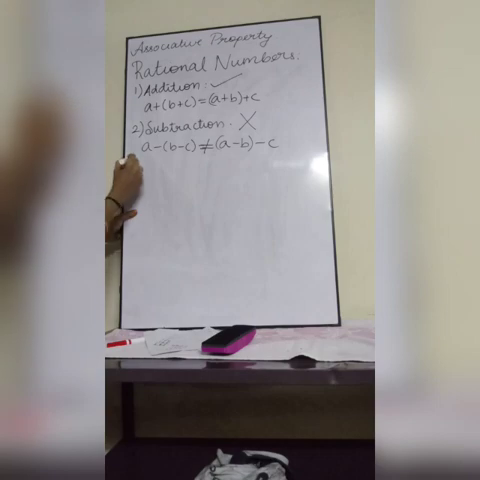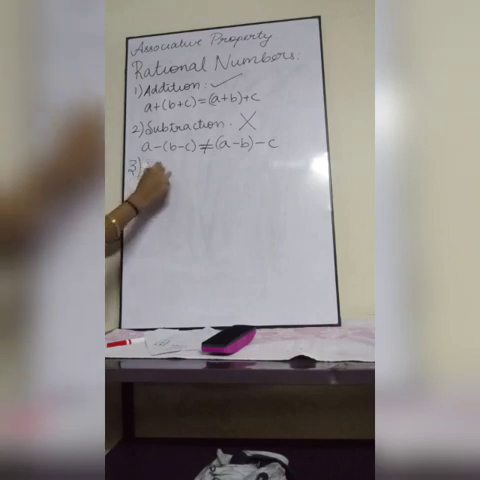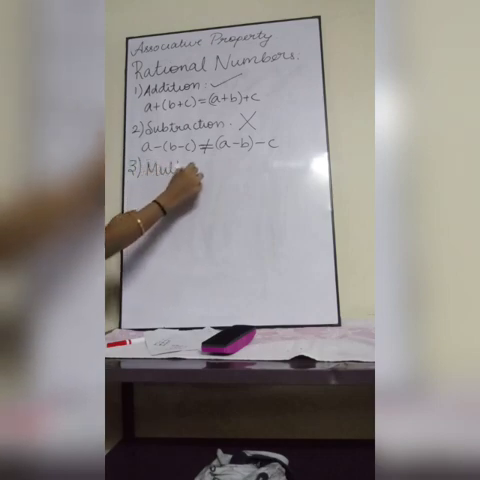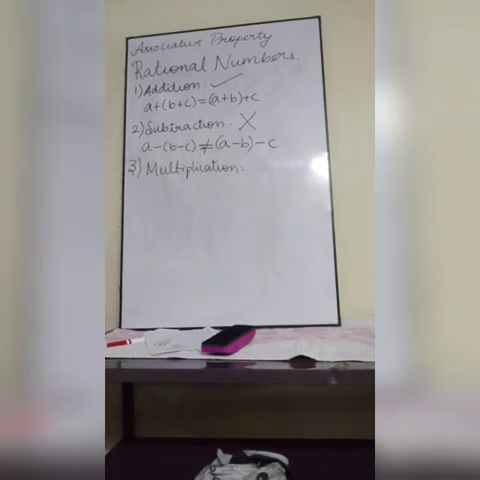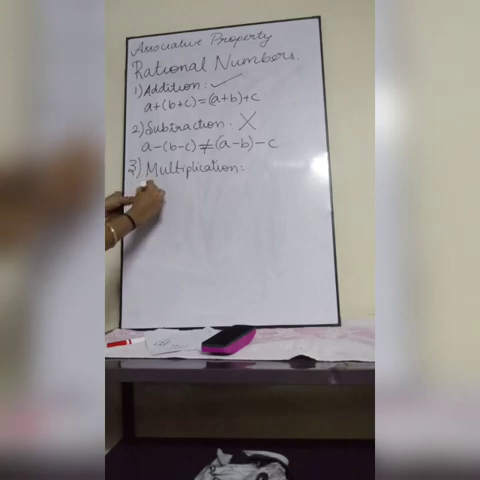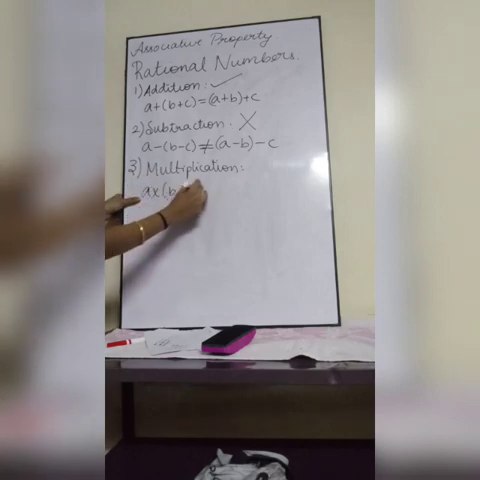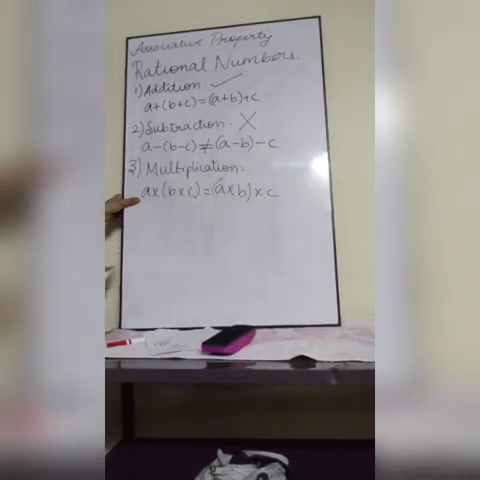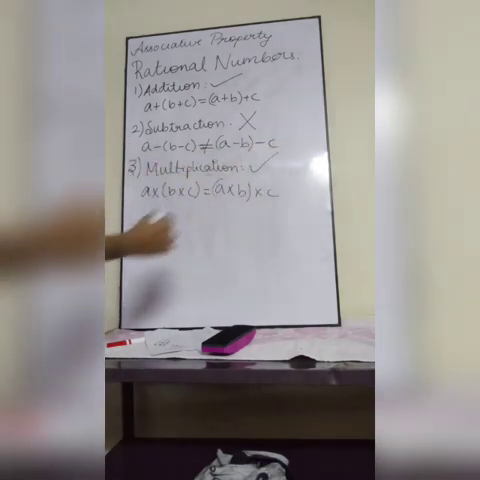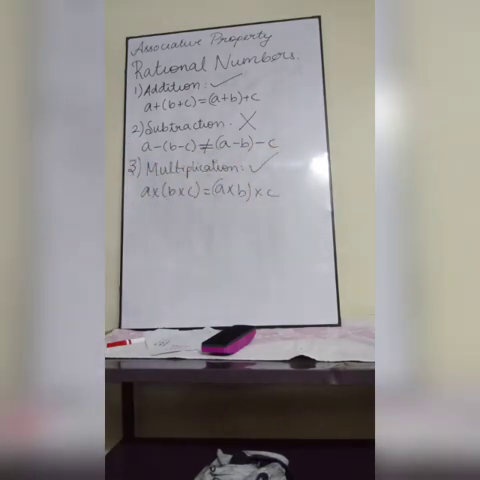Okay. Next, third is multiplication. So I told you multiplication will satisfy. So how will you write? (a into b) into c equal to a into (b into c). Okay. So multiplication will satisfy. So rational numbers are associative under multiplication. Please keep all those in your minds. It is very important for your 1 mark questions.